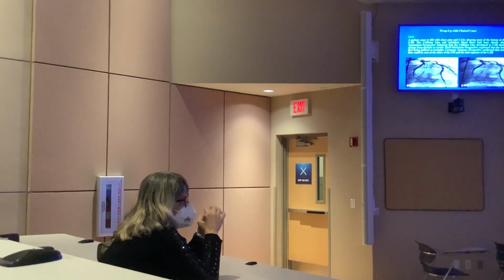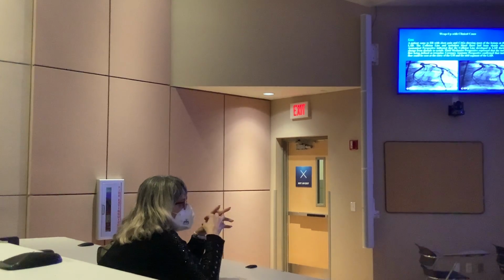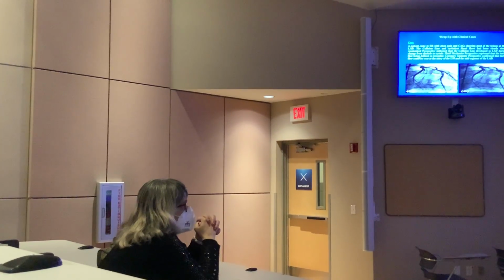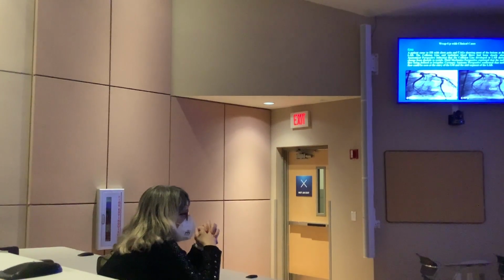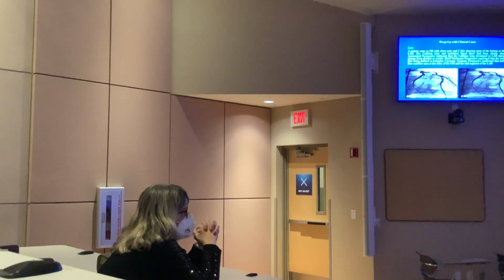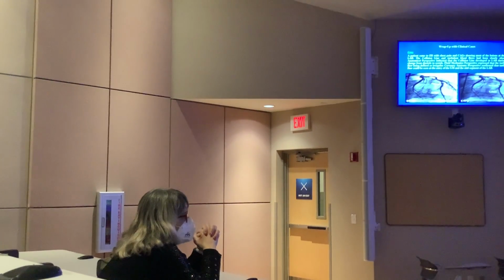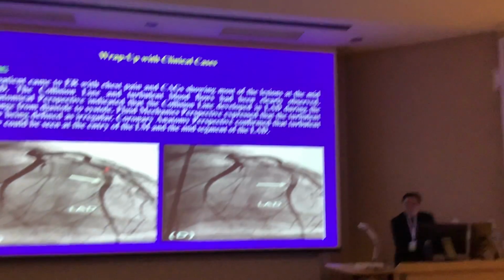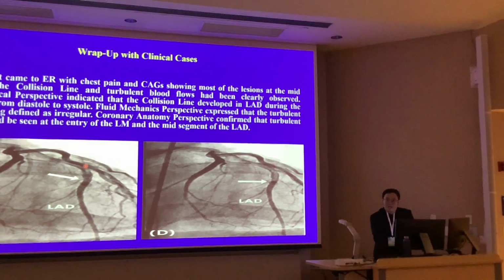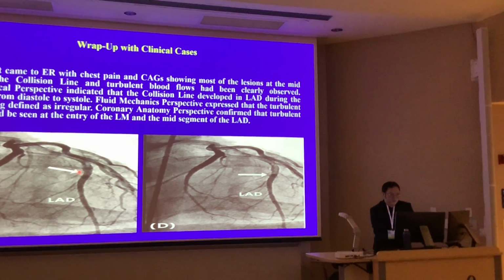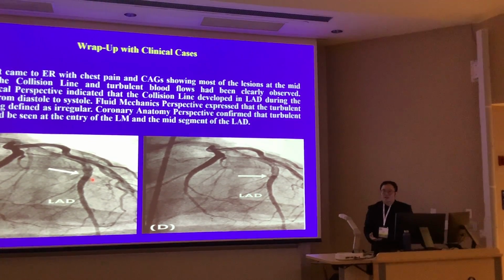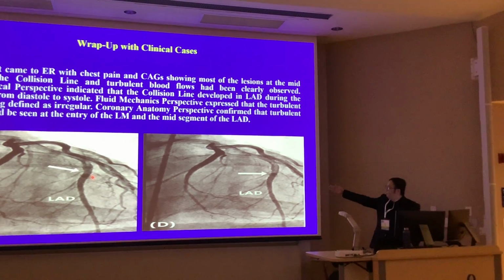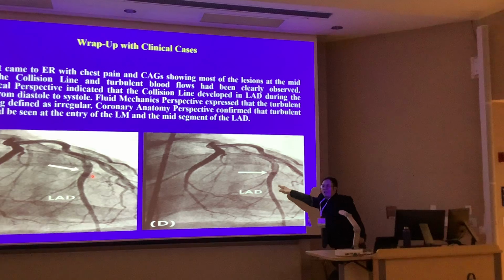Okay, because the patient came to the emergency room with chest pain and high blood pressure or hypertension, we took the CAG and showed the lesion here. We know that the definition of laminar blood flow is very organized, in the white color. But here, the black color and the white color are mixed together, and we can define that based on the observation. We define that this location is the collision line.